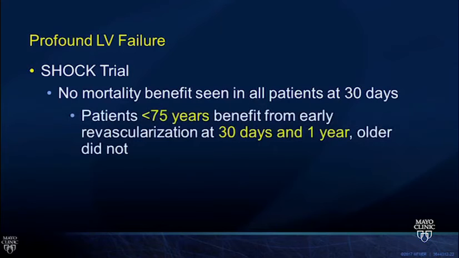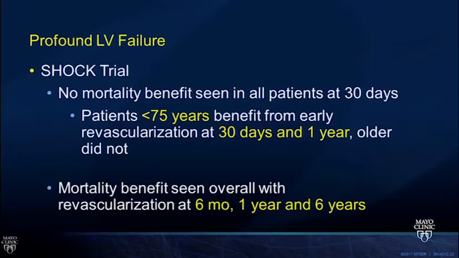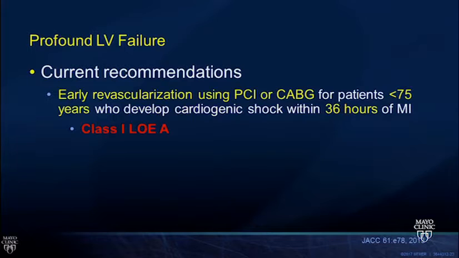But if they looked at patients who were less than 75 years old, those patients did benefit. They had reduced mortality at 30 days and 1 year. And when they did longer follow-up and looked at 6 months, 1 year, and 6 years at the whole cohort, they found out that those who underwent revascularization promptly with PCI or CABG did better. So this really translates to the guideline recommendations that if you present with cardiogenic shock, that in the first 36 hours, if you're young, less than 75 years old, that you should undergo prompt revascularization.